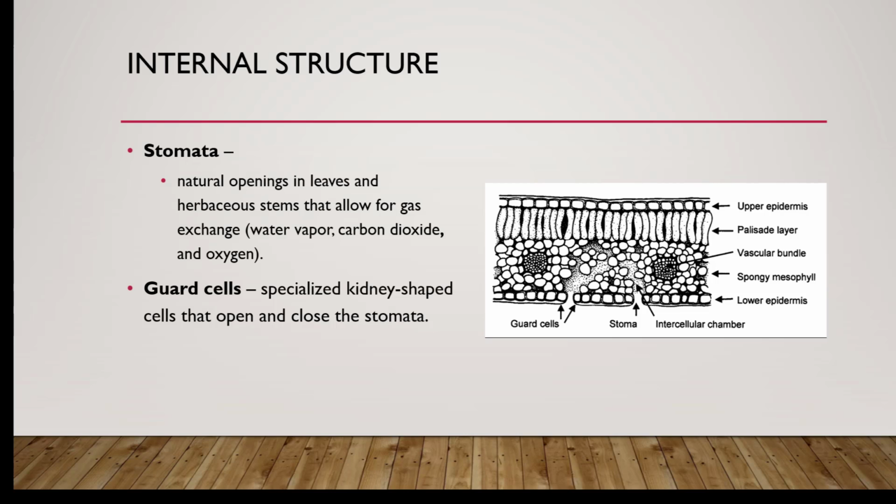So I mentioned the stomata earlier. These are natural openings in leaves and in herbaceous stems that allow for gas exchange. And that's water vapor, carbon dioxide, and oxygen. So the plant takes in carbon dioxide, it releases water vapor and oxygen. Guard cells are there to protect against excessive loss of water. They're specialized and kidney shaped. These are the cells that open and close the stomata. And you can see they're generally on the lower portion of the leaf.